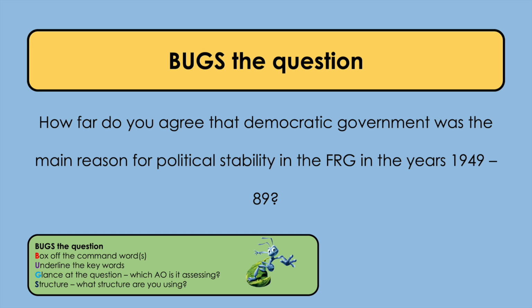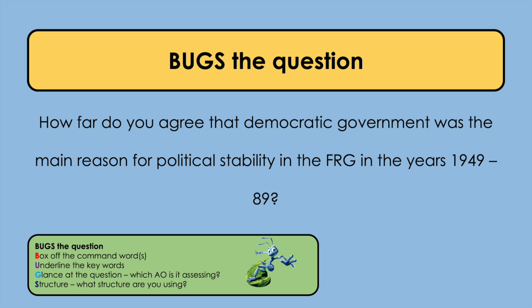So, how far do you agree that democratic government was the main reason for political stability in the FRG in the years 1949 to 1989? So the first thing that we're going to do, I want us to imagine we're putting ourselves in the exam room. We've opened up our paper 1, and this is one of the questions that is given to us in section B. And we choose to go for this one. The first thing that we're going to do, so that we understand exactly what the question's asking us to do, is we are going to box that question.